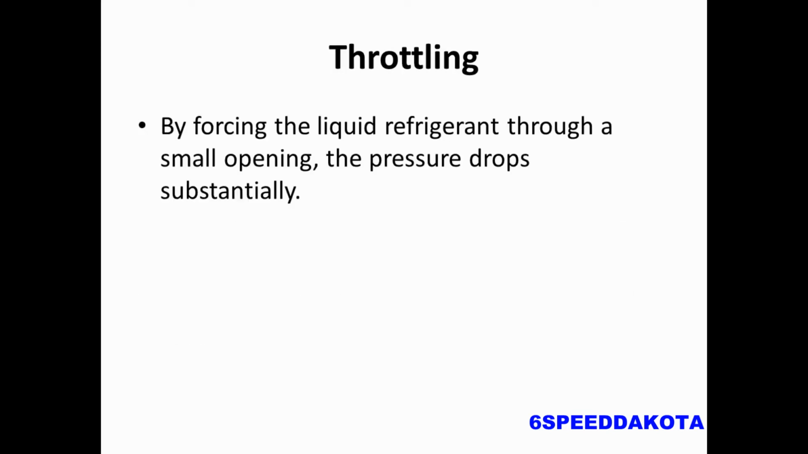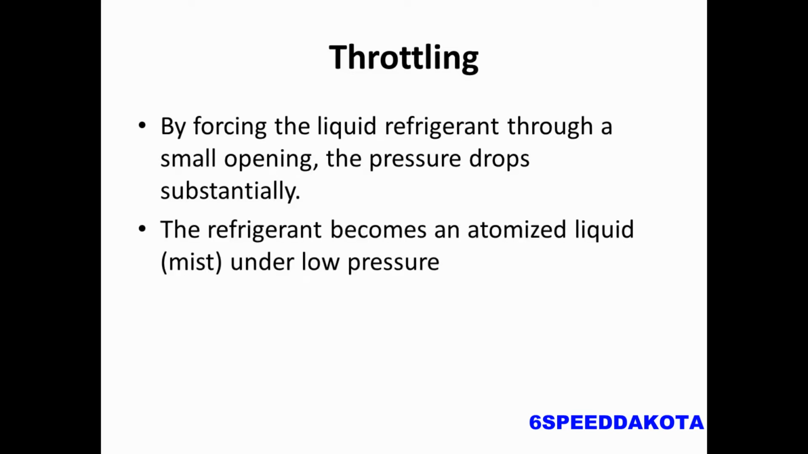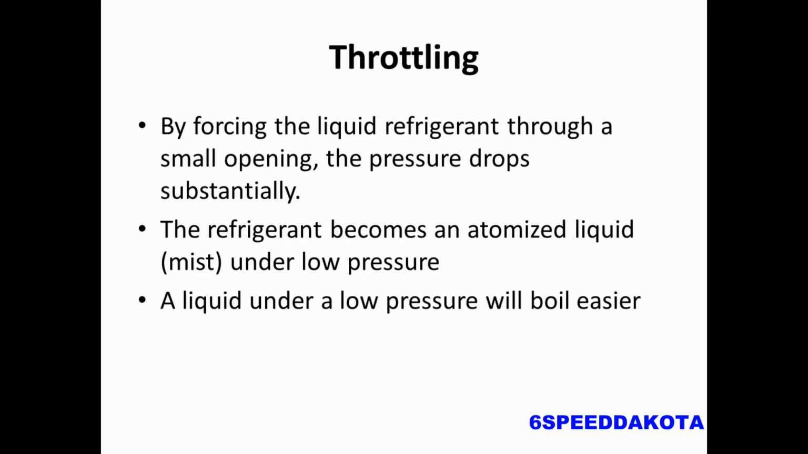So our throttling device is used to force the liquid refrigerant through a small opening. This results in a substantial pressure drop between the two sides of the throttling device. The refrigerant basically becomes an atomized liquid, or a mist, under low pressure. You know, you ever take your hose and put it on mist and it's nice and cool when you walk through? So a liquid under a low pressure boils very easily.